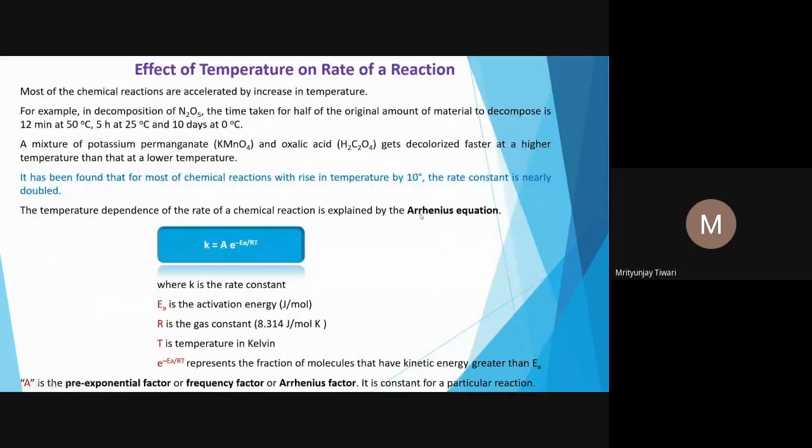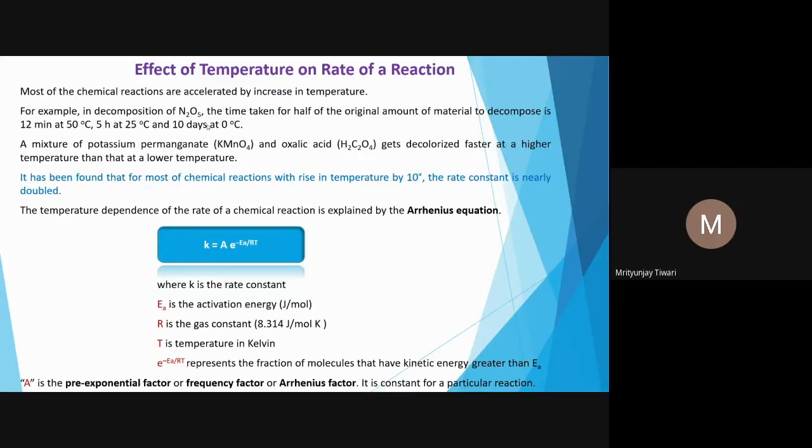Let us look at certain examples. In the decomposition of N2O5, dinitrogen pentaoxide, the time taken for half of the original amount of material to decompose is 12 minutes at 50 degrees centigrade. To decompose half of whatever fixed amount of N2O5 you take requires 12 minutes at 50 degrees centigrade. If you start the reaction with the same amount of N2O5, the half-life at 25 degrees centigrade is 5 hours. So see, the half-life was only 12 minutes at 50 degrees centigrade.